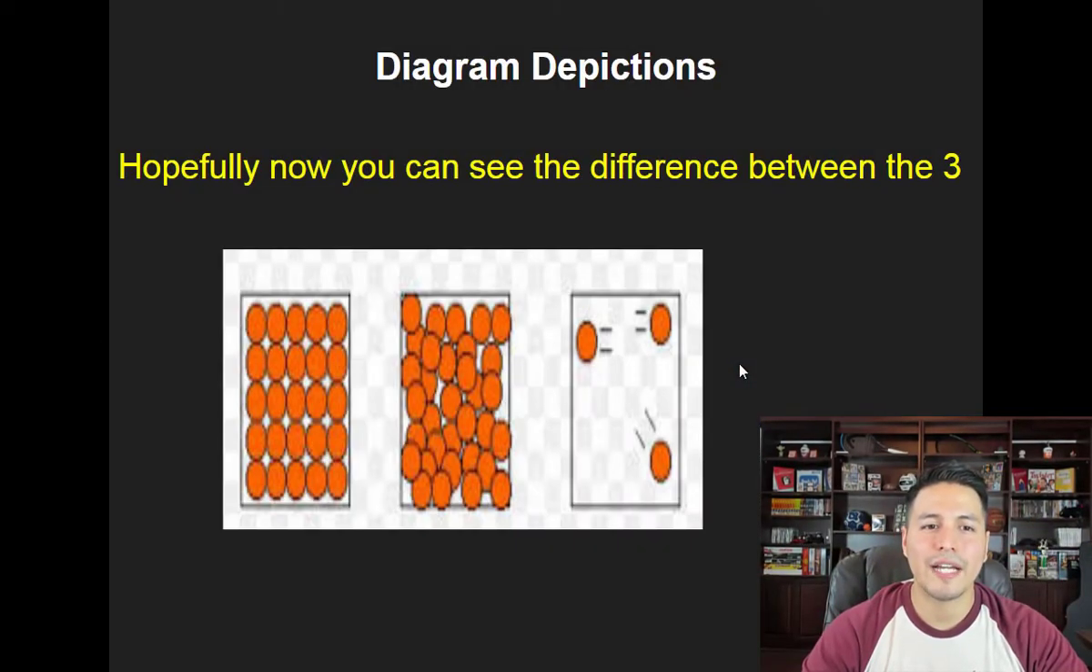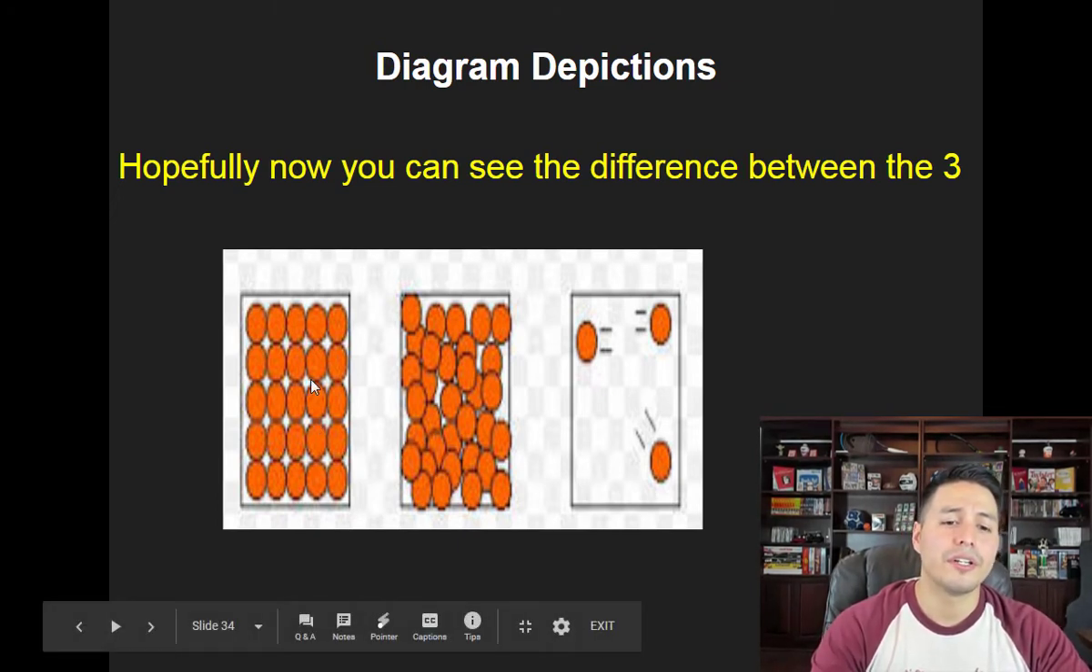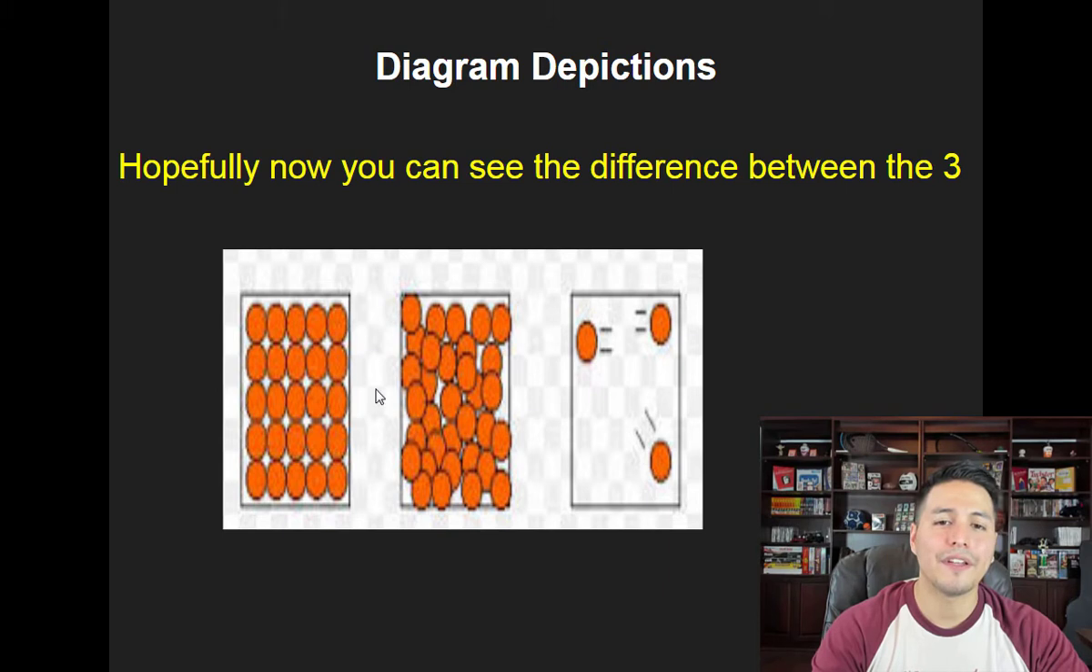So when we look at these phase diagrams here, hopefully you can see the difference now. When looking at the solids, you can see that they're neatly compressed. When looking at the liquid diagram, you can see that there's a little bit more room for them to move around. Finally, when we compare that to the gas diagram, you can see that they're constantly moving, because these lines right here mean that they're in random motion.